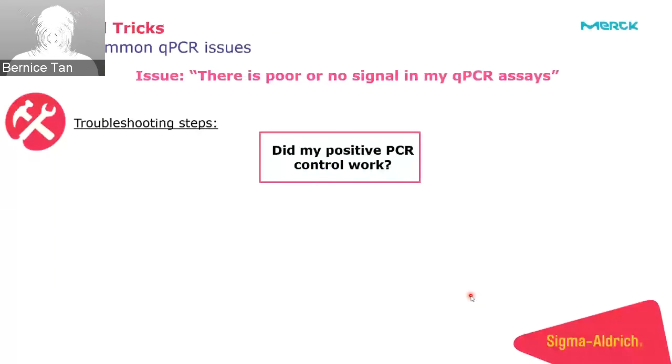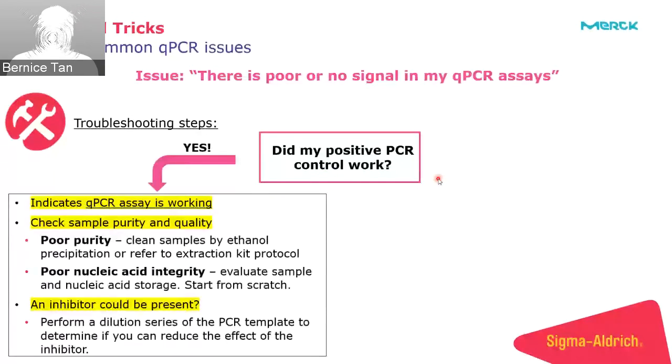The first thing is I'll look at my positive control. So I ask myself, did this work? If my positive control worked, it's telling me that my PCR assay is working fine and that perhaps the issue is with my sample. So you want to go back and check your sample purity and quality. You want to clean up your samples if they're not pure. If your RNA integrity is not great, then you might have to start from scratch.